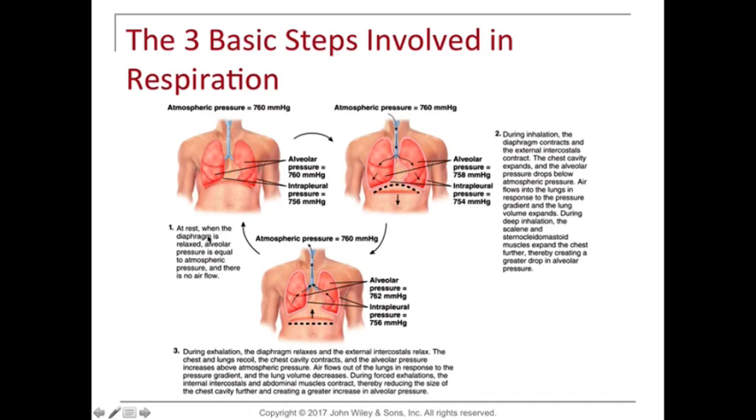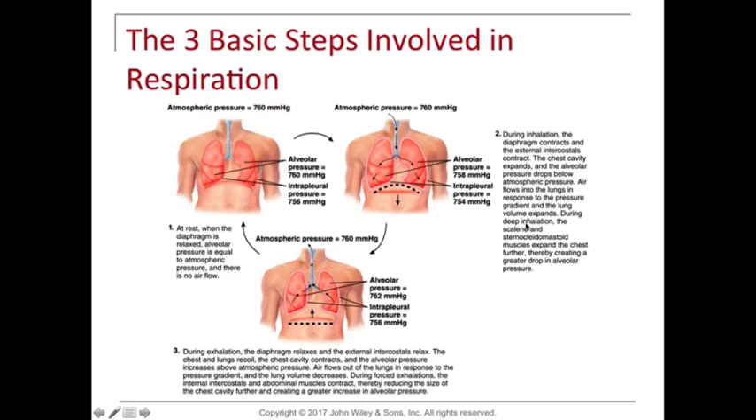At rest, when the diaphragm is relaxed, alveolar pressure is equal to atmospheric pressure, and there is no airflow. Well, that makes sense. There's got to be some pressure difference. Step 2, during inhalation, the diaphragm contracts and the external intercostals contract. The chest cavity expands and the alveolar pressure drops below atmospheric pressure. Air flows into the lungs in response to the pressure gradient, and the lung volume expands.